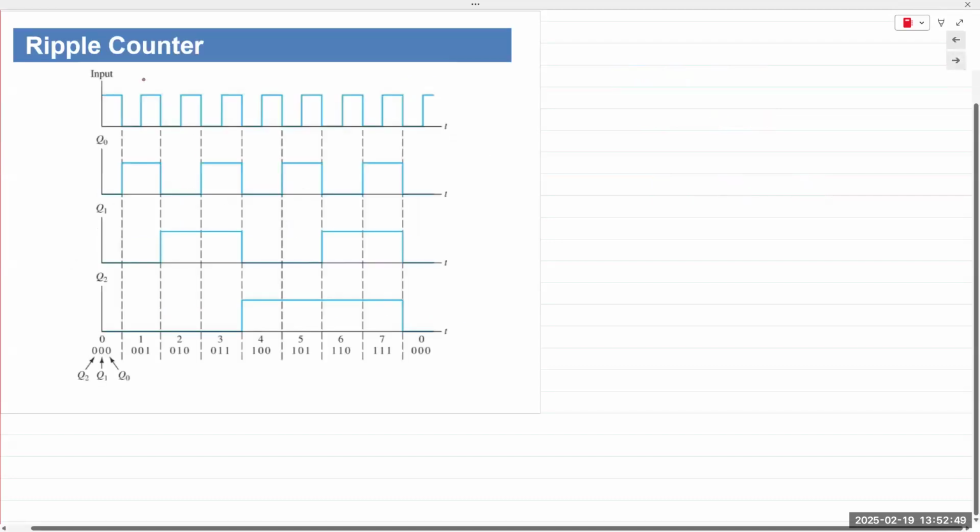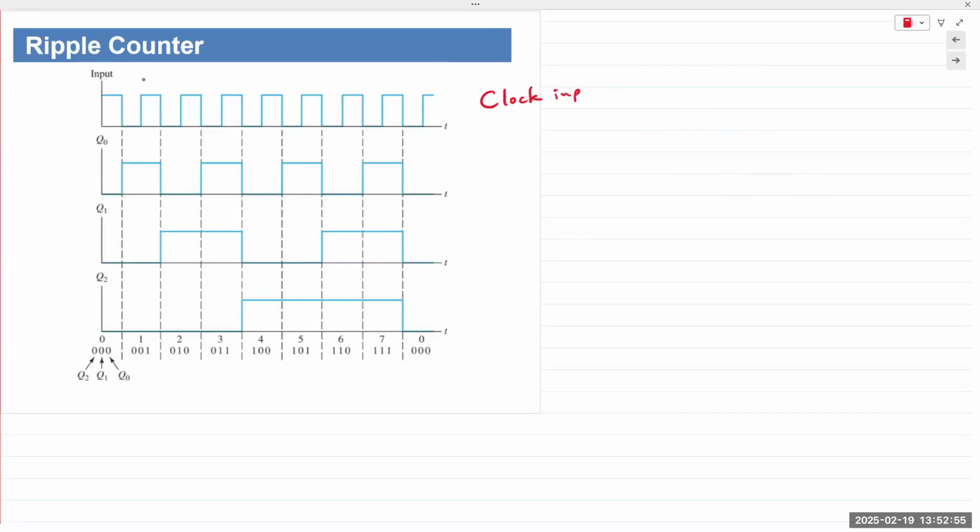This is the clock input to the first flip-flop, which is flip-flop 0. This output Q0 goes as clock to flip-flop 1. The output of Q1 goes as clock to flip-flop 2.